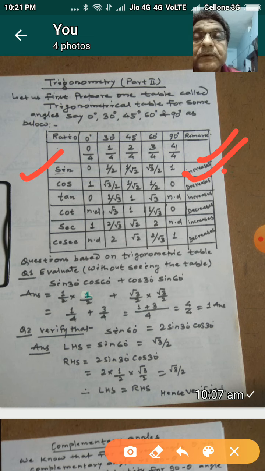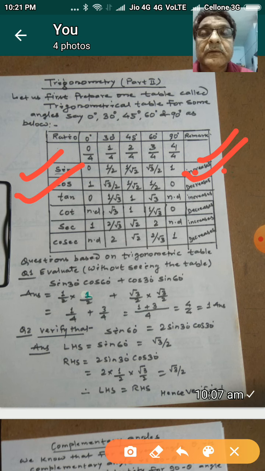Now what you do, these values you write in reverse order. I mean, from the last you start writing, then these values will be for the cos trigonometric ratio. So as I have reversed these values, writing 1, then root 3 by 2, then 1 by root 2, then 1 by 2 and finally 0. Quite natural, since the values of sine have been reversed.